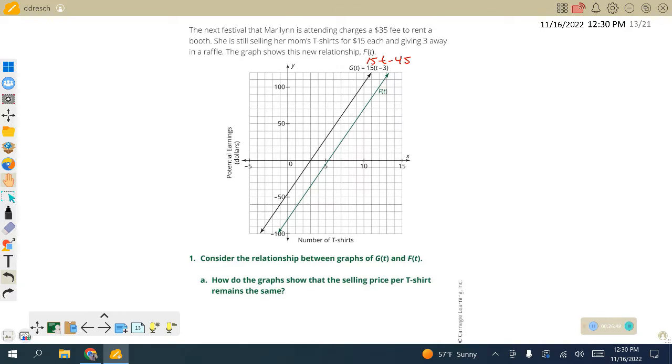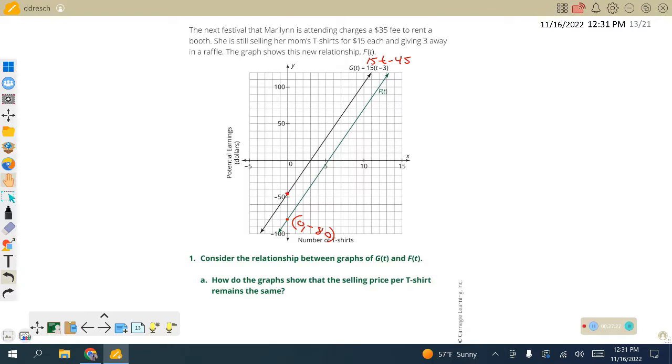It slid down a little bit, right? Why did that slide down from negative 45 down to negative 80? Because of that booth fee. So now, how much money are you in the hole before this craft show even starts? You're down in the hole $80. So now we have to recoup $80 just to break even, and after that, the t-shirts are your earnings.